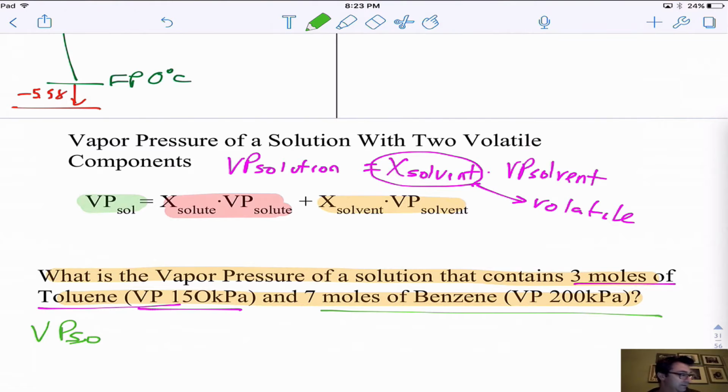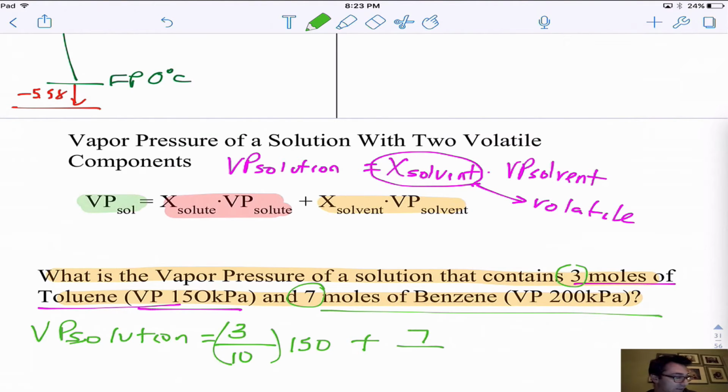If I look at this, the vapor pressure of the solution is going to be equal to the solute, and that solute's the thing with less moles. So in this case, it's going to be the toluene. So the mole fraction of toluene is 3 moles over the total of 3 and 7, so 10 moles, times the vapor pressure of toluene, which is 150, plus the mole fraction of the benzene, which is the 7 moles of benzene over the 10 moles total, times its vapor pressure, which is 200.